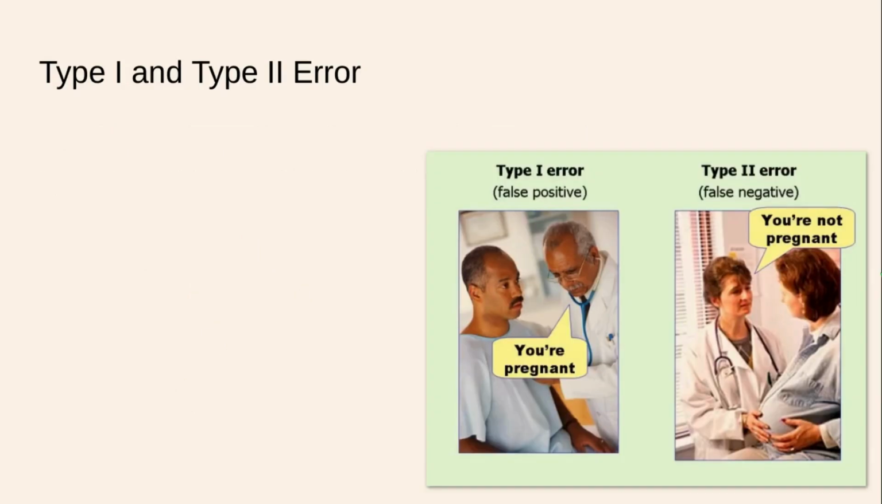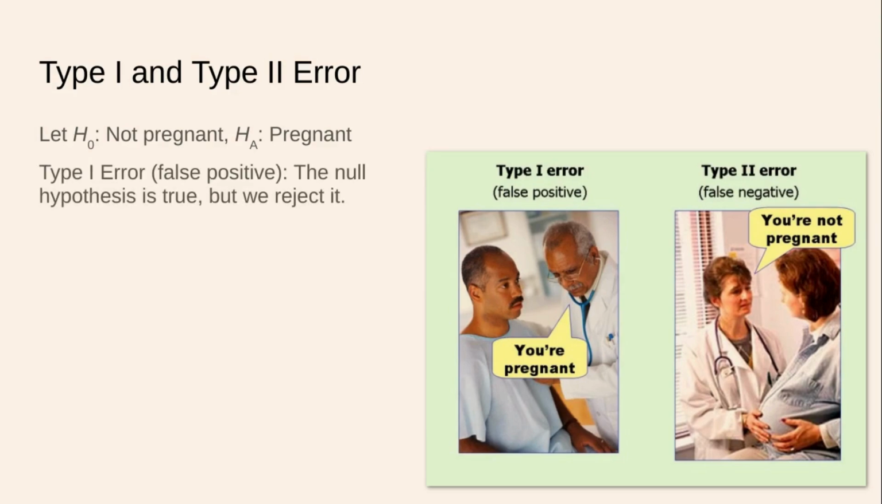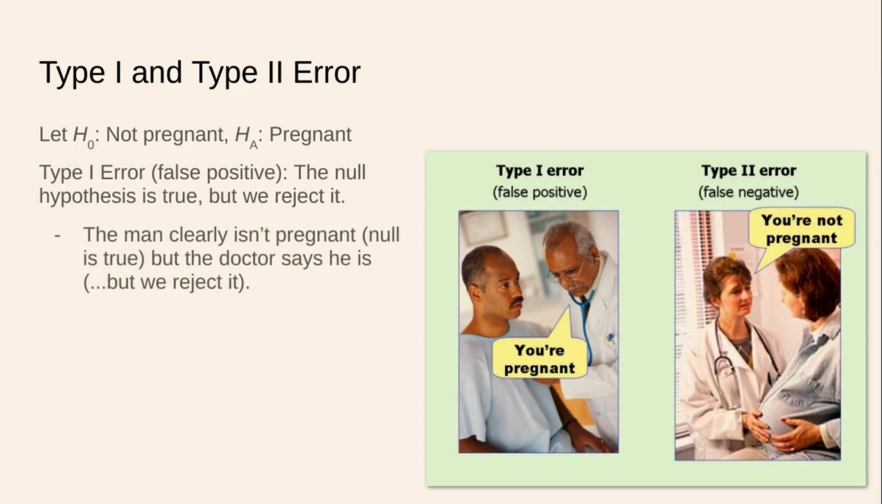The go-to example for the concepts of types of error is this example right here. We're going to let H sub 0 be not pregnant and H sub A be pregnant. All right? We're assuming that someone is not pregnant until there is clear evidence that they are. Type 1 error, the false positive, is that the null hypothesis is true, but we reject it. So in this example, it would be this man on the left here is clearly not pregnant. The null hypothesis is true, but the doctor, for whatever reason, says he is. So we reject the null hypothesis and conclude pregnancy, obviously erroneously.